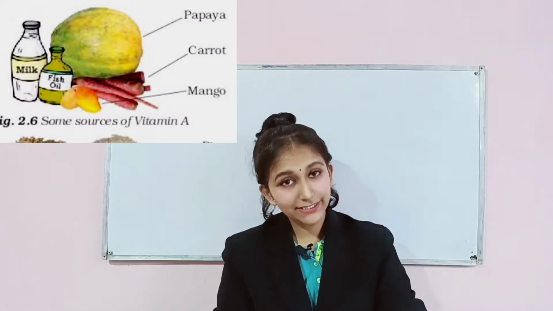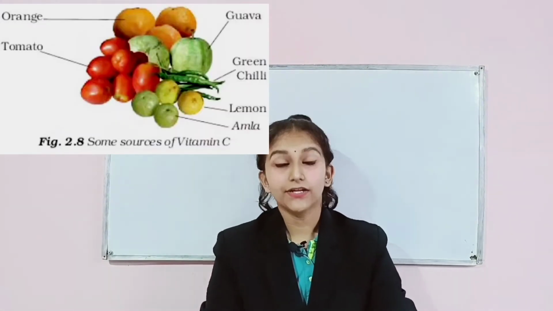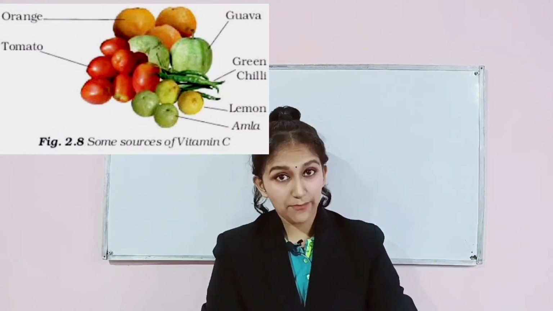Sources of vitamin A are papaya, carrot, milk, and mango. Sources of vitamin B are rice, wheat, maize. Sources of vitamin C are guava, orange, lemon, tomato. Sources of vitamin D are fish, eggs, liver.